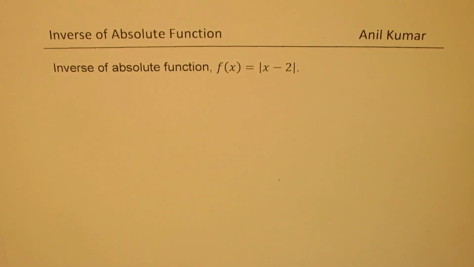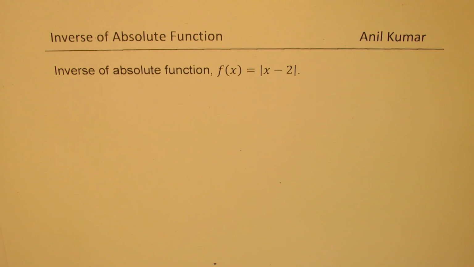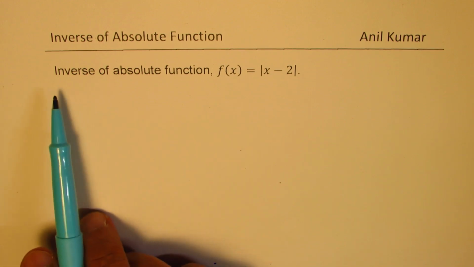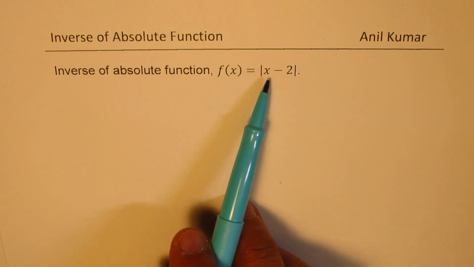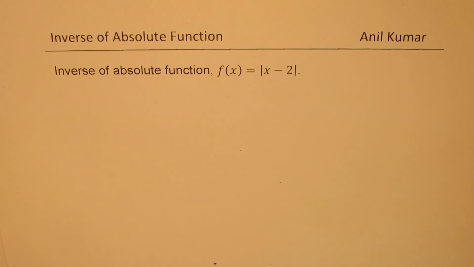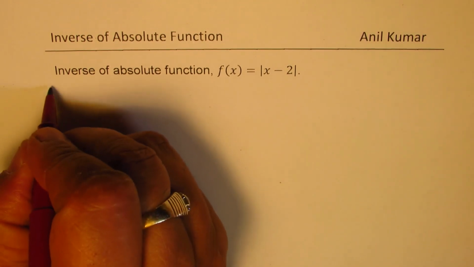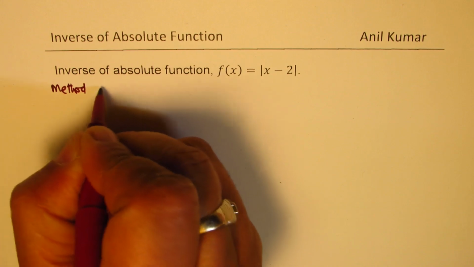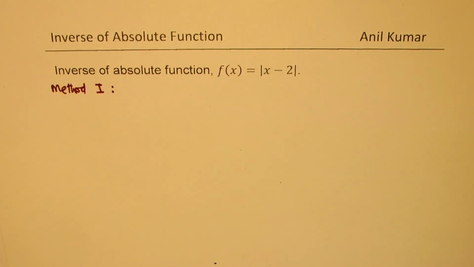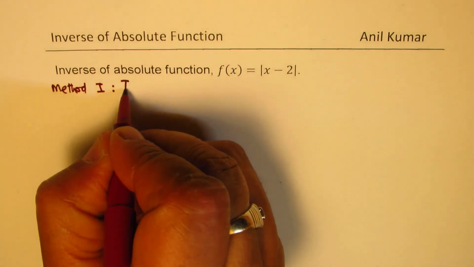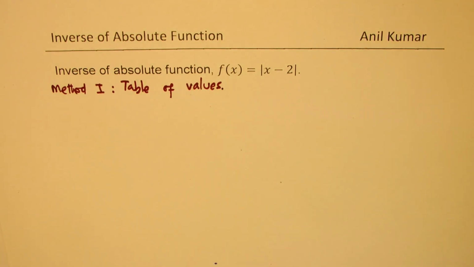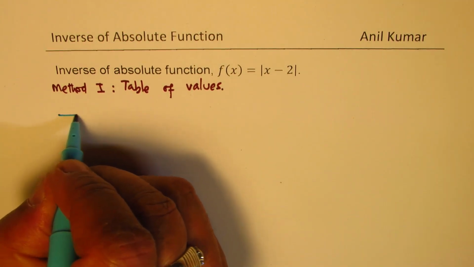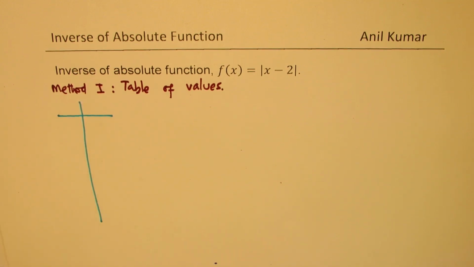So let's take it on a fresh page now. Now let us try to understand how we find the inverse of an absolute function. Here's an excellent example. We need to find the inverse of the absolute function f of x equals the absolute value of x minus 2. Well, we'll have different methods to solve this. So let's say method 1. In method 1, we'll have a table of values. So what I will do here is write some values for the function itself.